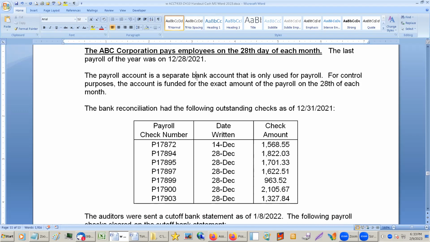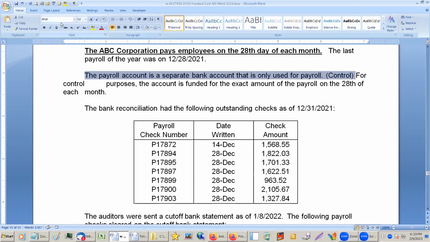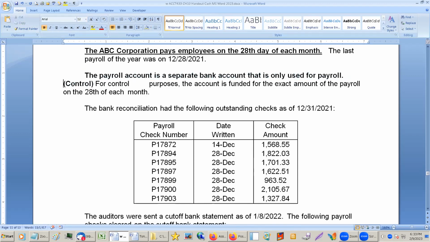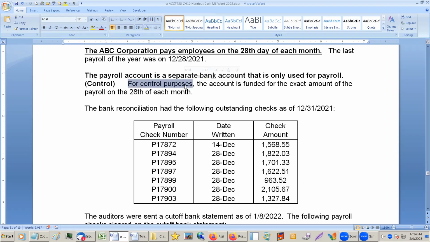All right, the payroll account is a separate bank account that's used for payroll. This is actually a good control. For control purposes, the account is funded the exact amount of payroll on the 28th for each month. So yeah, here's how this is a control.